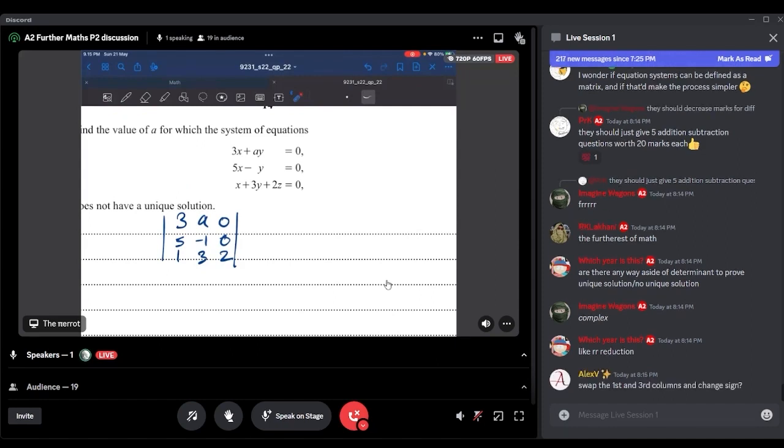Sub the first enter columns and change sign. Actually, first enter column and change sign. Why do I need to do that?